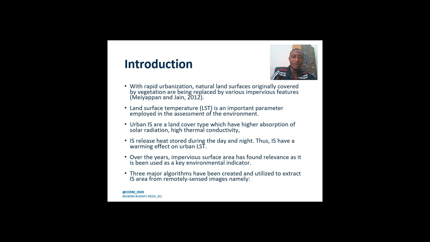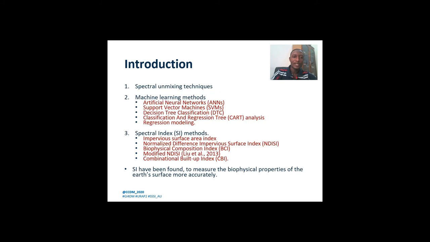Over the years, impervious surface area has found relevance as it is being used as a key environmental indicator. Three major algorithms have been created and utilized to extract impervious surface area from remotely sensed imagery. These include spectral unmixing techniques, machine learning methods, and the spectral index methods with their subcategories as seen here. The normalized difference impervious surface index belongs to the category of spectral index. And the spectral indices have been found to measure the biophysical properties of the surface more accurately than the two other methods.